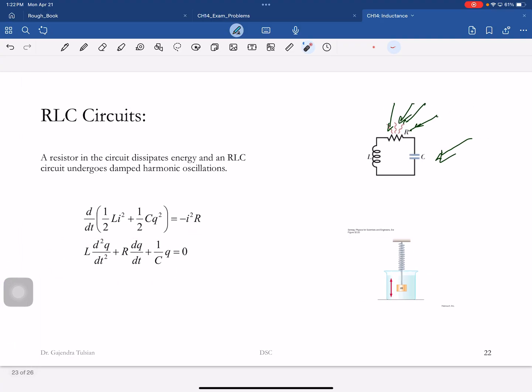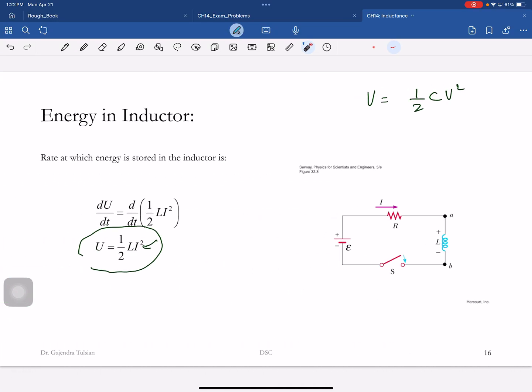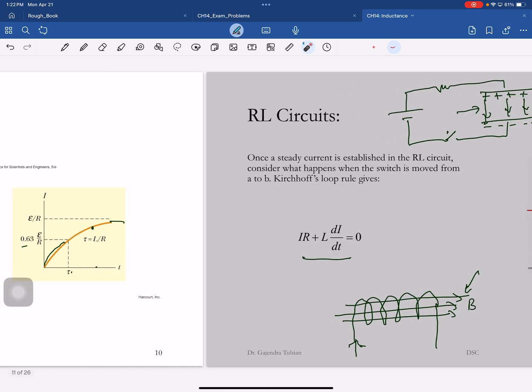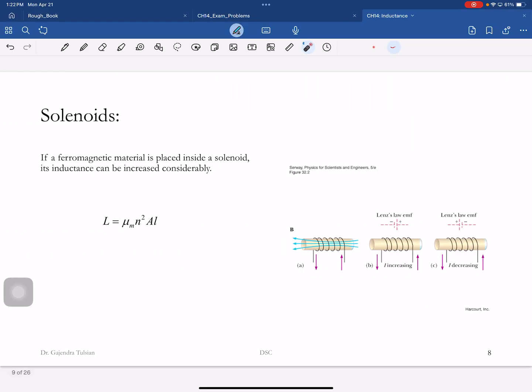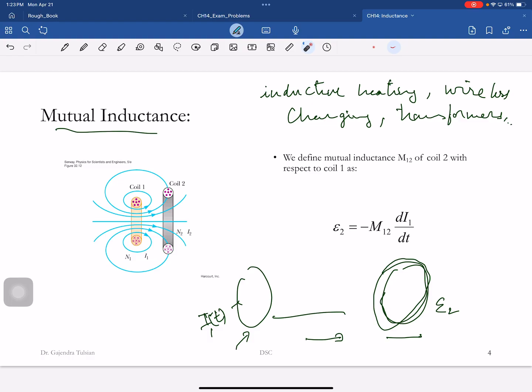All right. So that finishes this chapter. Let me summarize this real quick. There's a few important things we learned. The first thing was you have a circuit, and if you have a time varying current in the circuit, it'll induce an EMF in nearby circuits. That's mutual inductance, and that's how inductive heating, wireless charging, and transformers work.